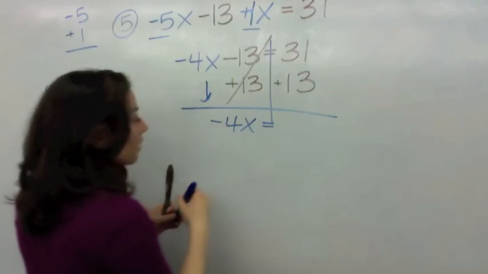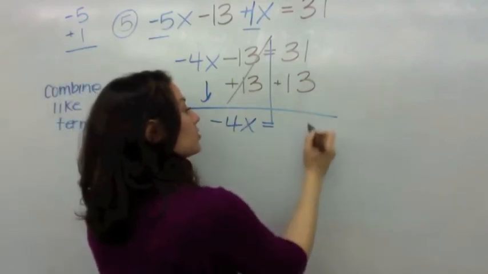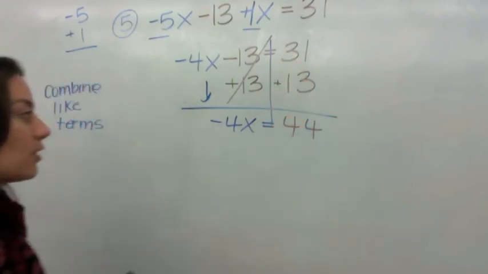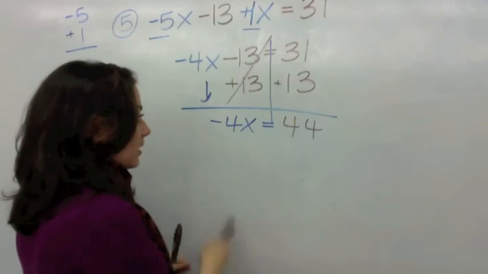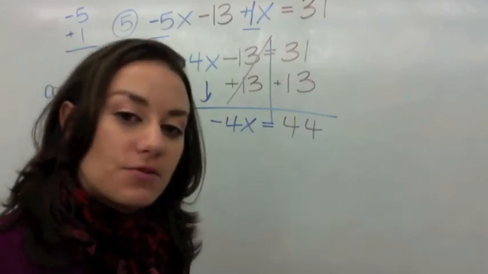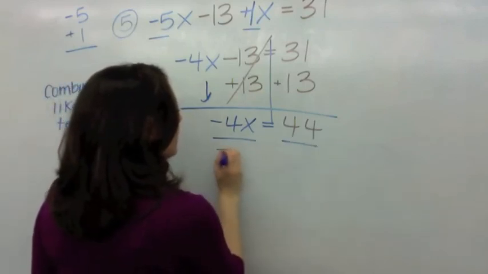So now negative 4x equals 31 plus 13. So let's do the ones place. 1 plus 3 is 4. 3 plus 1 is 4. Hey, take a look at that. Negative 4x equals 44. Negative 4 is married to x. Now, x needs to be by itself. She wants to be single. So we're going to get rid of who? We're going to divide by negative 4.